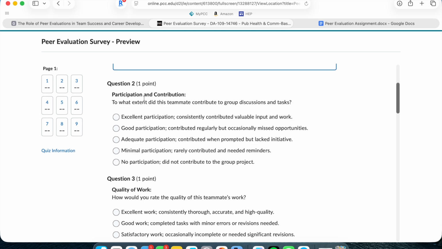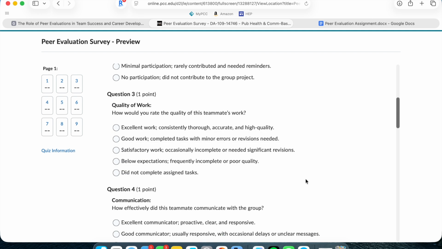Question number 1, participation and contribution. So to what extent did this teammate contribute to group discussions and tasks? So how was their overall participation and contribution? So you can select excellent participation, good participation, adequate, minimal, or none. So you select based on how you felt this person performed in your group. Quality of work. How would you rate the quality of this teammate's work?